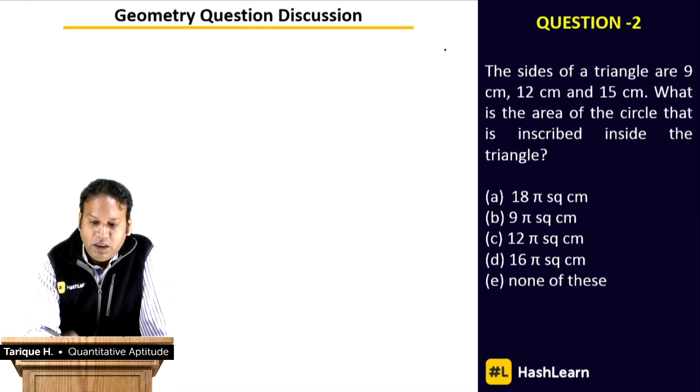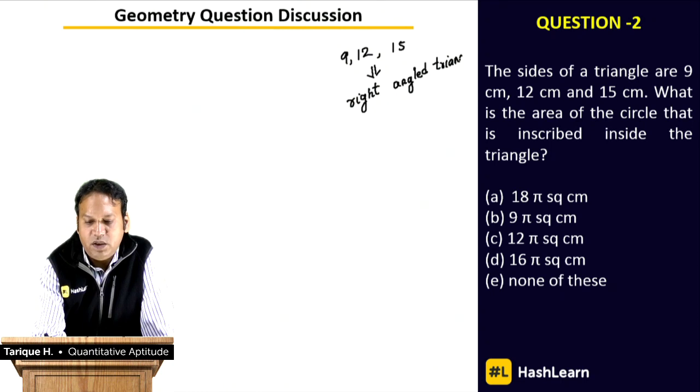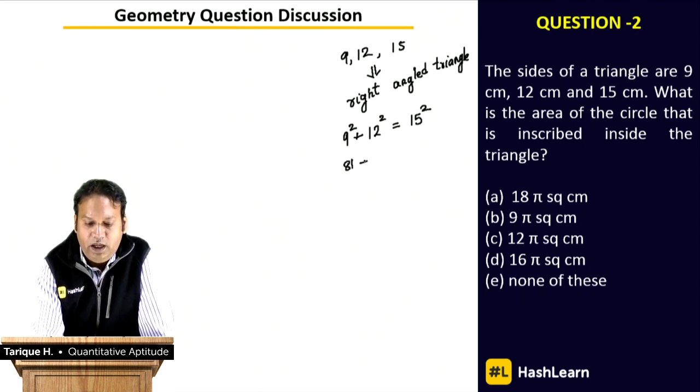Okay, so we know that this triangle has sides 9, 12 and 15. From this, can we understand that this is a right angle triangle? A right angle triangle is one in which the sum of the squares of the smaller sides is equal to the square of the larger side, the hypotenuse. And you can see here 9 square is 81 and 12 square is 144. Is it equal to 225? Let's just add and check here. Yes. So this is a right angled triangle.